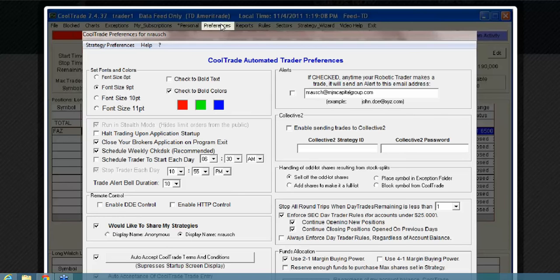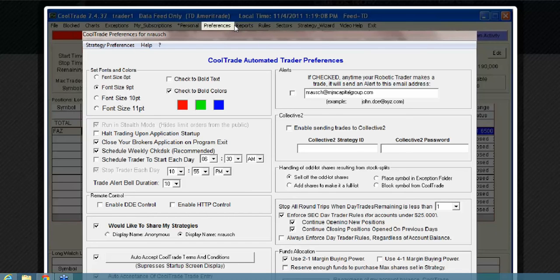Also, kind of the lower right-hand corner, it says stop all round trips when day trading remains or less than one. What this box is right there is it's going to enforce the SEC day trading rules just to keep you compliant so that you don't make more than 3 round trips in a 5-day period. So that's all built in there for you.